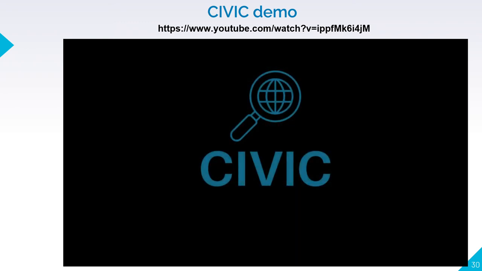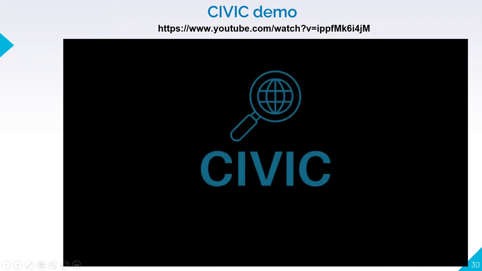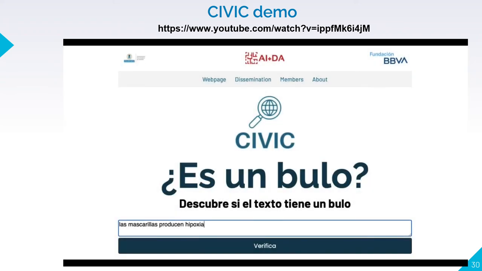The CIVIC project assists as an ally for fact-checkers and citizens in the fight against this epidemic. It comprises one of the initiatives funded by Fundación BBVA to mitigate the effects of coronavirus and is developed in the Technical University of Madrid by the AIDA Group, corresponding to the Applied Intelligence and Data Analysis Research Group.